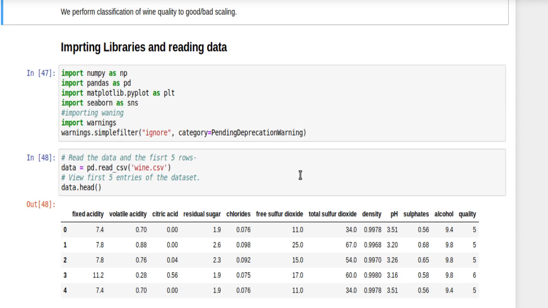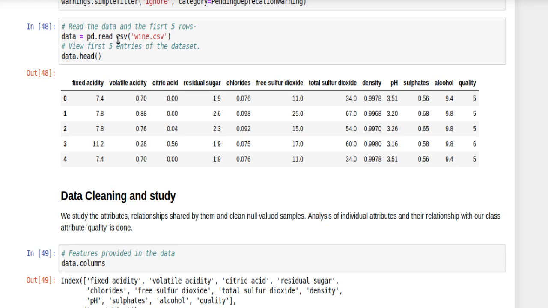We have imported some Python modules, namely NumPy, which is used for manipulation of arithmetic data, pandas for data handling, Seaborn and Matplotlib for plotting graphs in an interactive fashion, and lastly warnings, because there are some deprecated feature warnings and data type conversion warnings. So in this we are reading the wine CSV file, and data.head is giving you the first 5 rows of the data set.